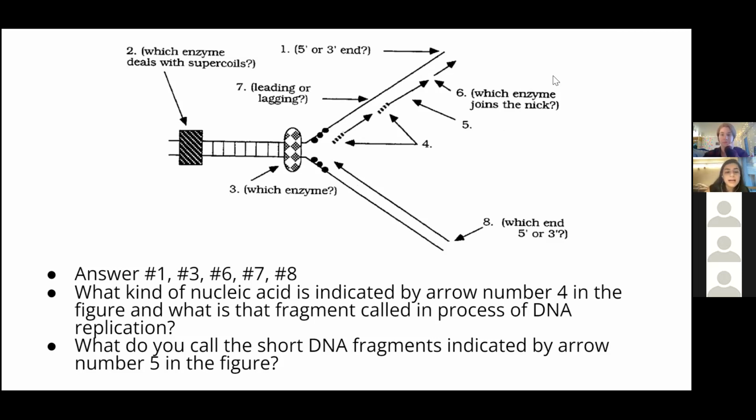All right, number 7, leading or lagging strand. So this is kind of confusing. It's not pointing to that parental strand, it's pointing to the whole thing. So you see there are Okazaki fragments over there. So knowing that there are these discontinuous fragments over here, is this the leading or the lagging strand?